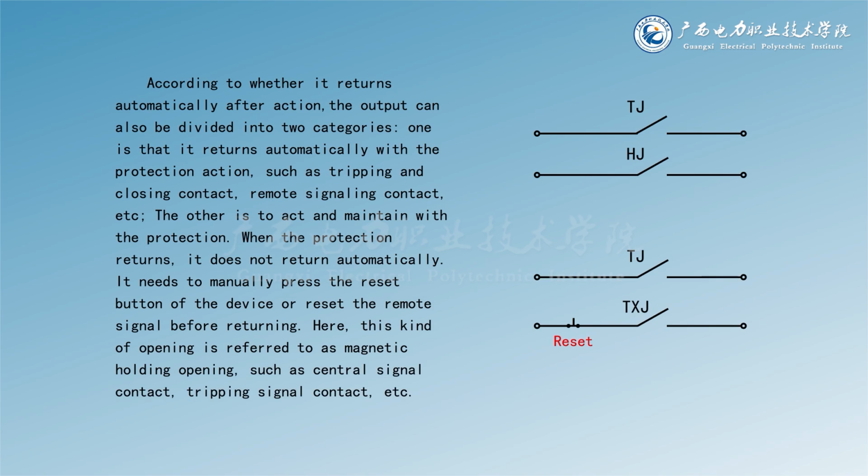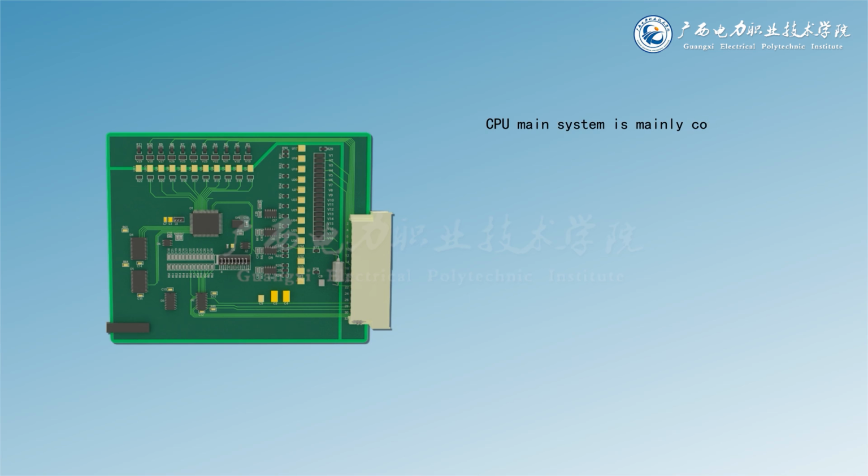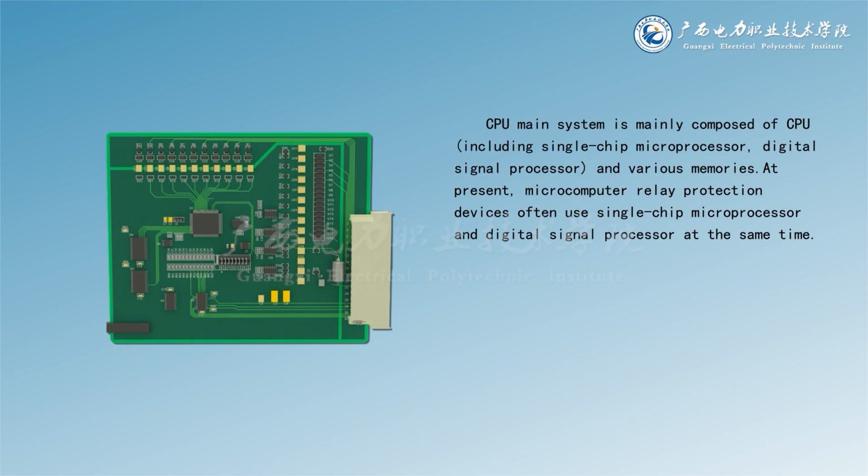central signal contact, tripping signal contact, etc. The function of the CPU main system is to collect the original data from the data acquisition system and the contact signal of the switching value input system, analyze, process, calculate, and judge, to complete the relay protection function. The CPU main system is mainly composed of the CPU and various memories. At present, microcomputer relay protection devices often use a single-chip microprocessor and a digital signal processor at the same time.